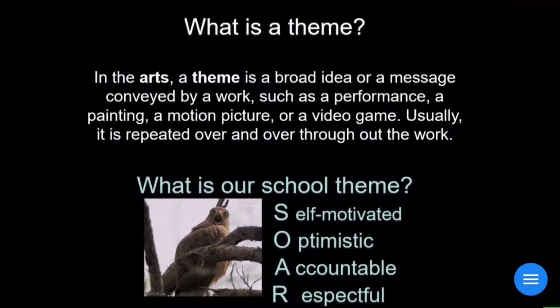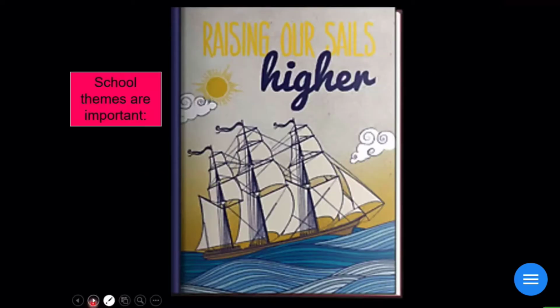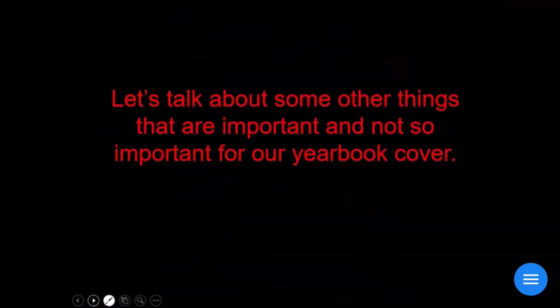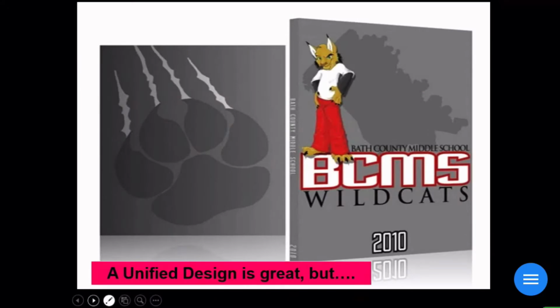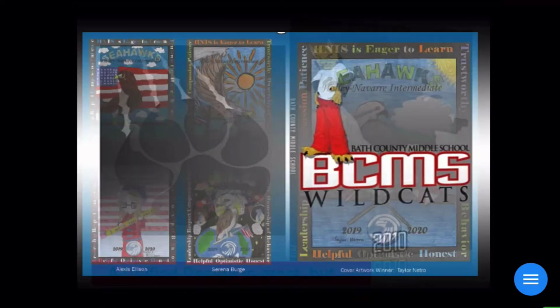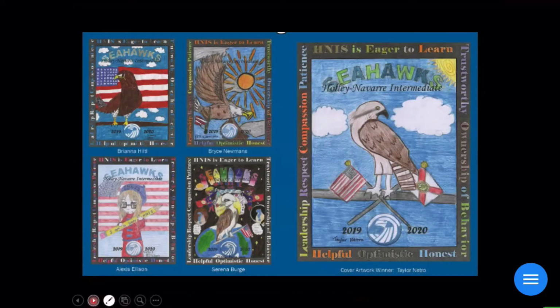All right, so let's talk about how themes can be related to schools. So this one has a slogan, they're raising our sales higher, and you can see how that is shown in the picture as well as with the words. So, a unified design is great for the front and back of our yearbook, but we're not going to worry so much about that.